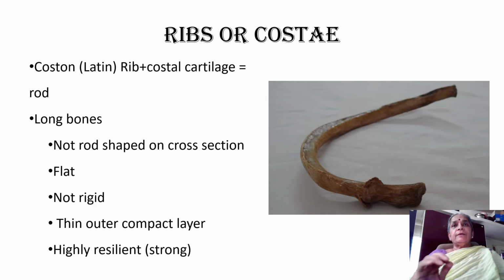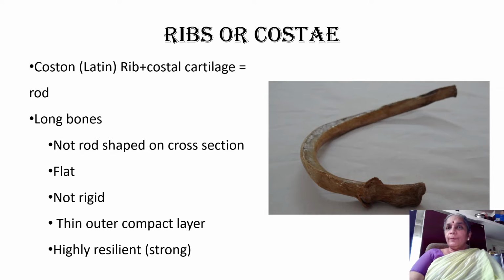Now let us see where the word rib is derived from. The Latin word costa is the one from which the ribs or costae is derived. The costa includes rib plus costal cartilage, which means rod, and from which the word rib has come.